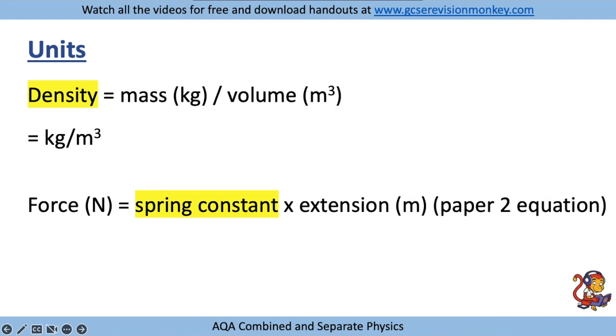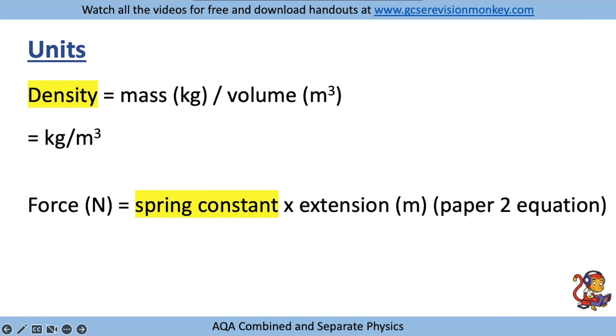In the same way, you can work out the units for spring constant. Now, you can actually use the paper 2 equation to work out the units for spring constant, because that will be on the same data sheet. So force is newtons, extension is meters.